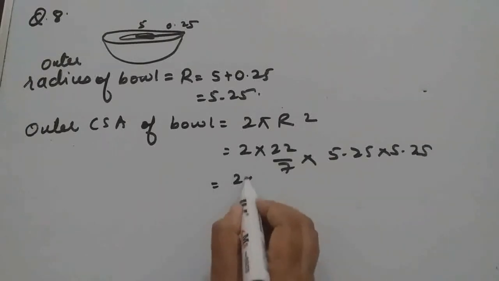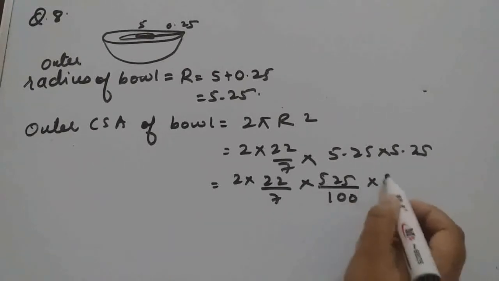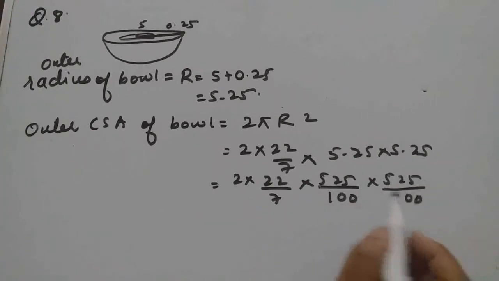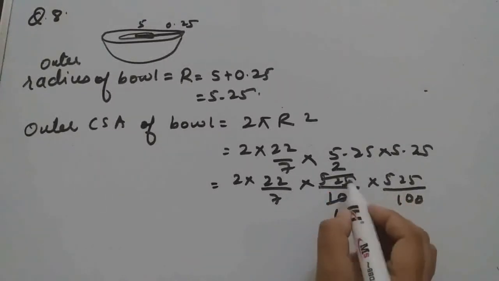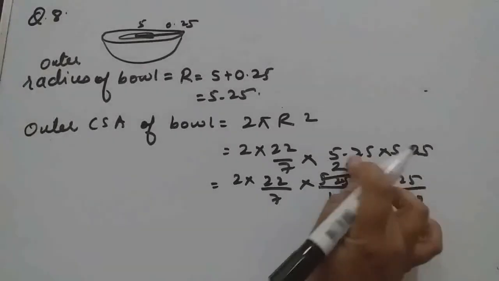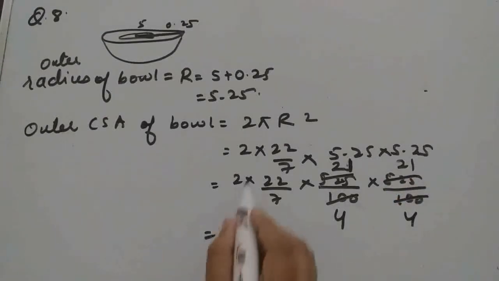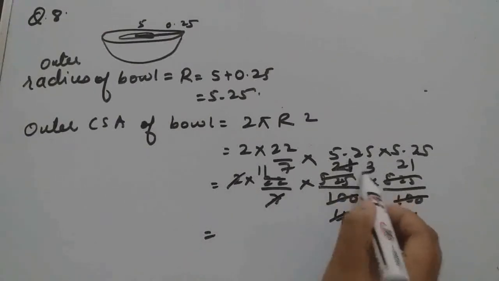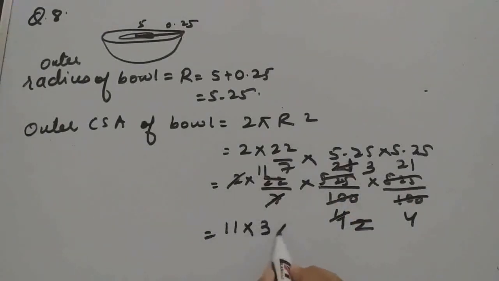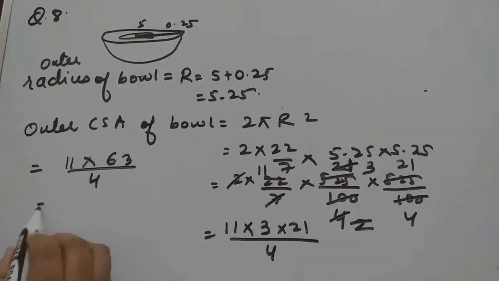So what we can do here: 525 by 100, then 525 by 100. From 25 we can cancel. 25 4s are 100, 25 2s are 50, and 2 will remain; 25 1s are 25. Similarly here also, 21 by 4, then 2 will go with 22, this 2 will go with 11, then 7 3s are 21, so we'll be left with 11, 3 and 21 divided by 4. So we can write this as 11 into 63 divided by 4.